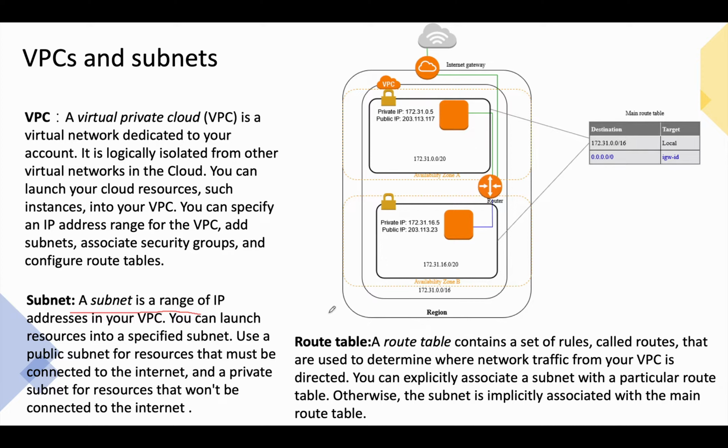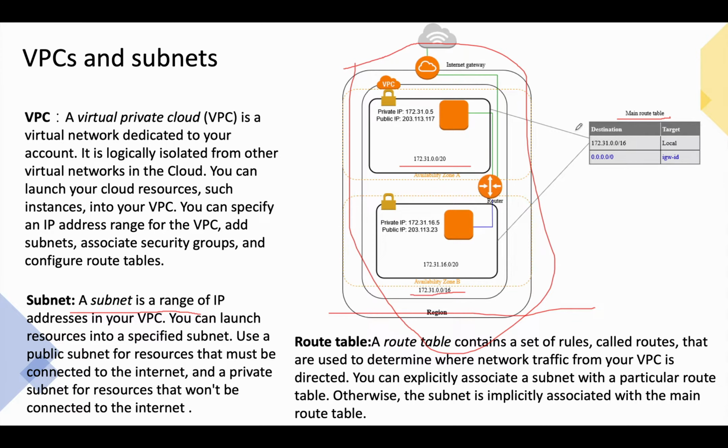So we can see this picture. This is a VPC. We create a VPC, and there are two subnets. Subnet 1 is 172.31.0.0, and the second subnet is 172.31.0.0. Okay, and this is the route table.